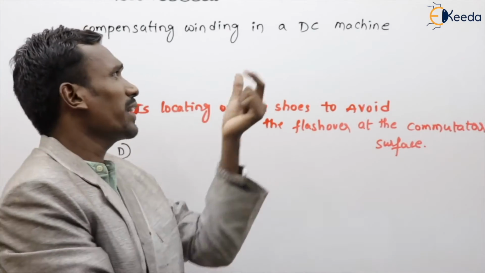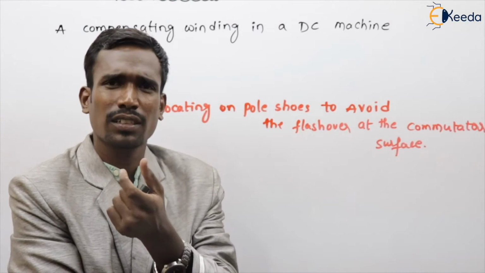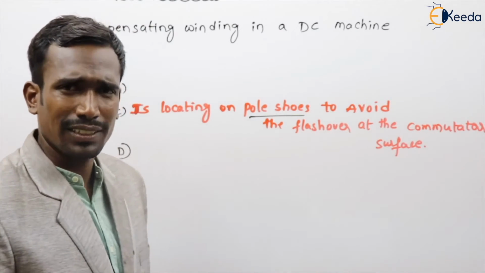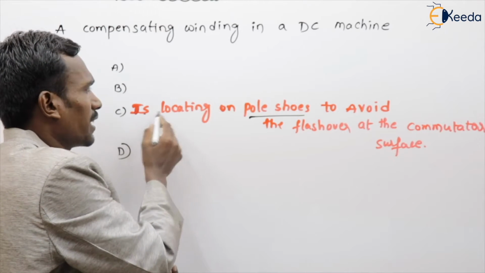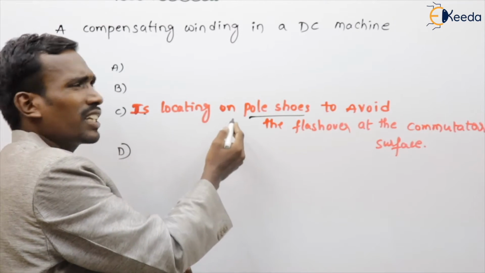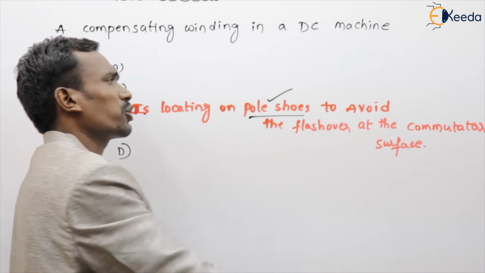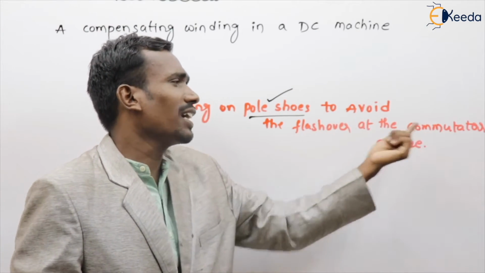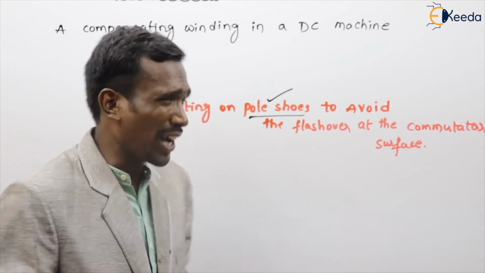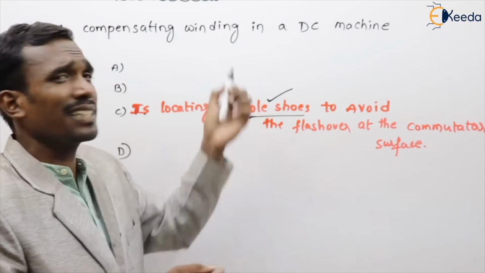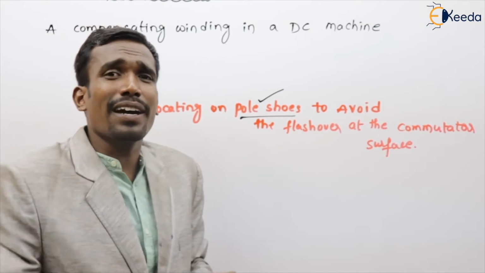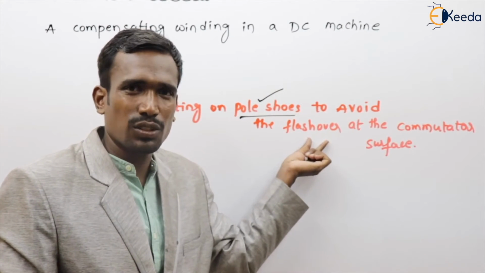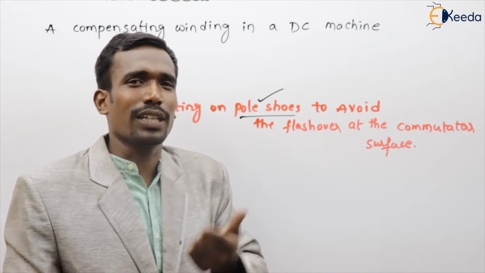A compensating winding in a DC machine. Tell me, sir, where do we generally place the compensating winding? Generally the compensating winding is placed under the pole shoes. Yes or no? It is located on the pole shoes to avoid the flashover at the commutator surface. Why? Because we use the compensating winding to avoid sparkings. Sparkings are nothing but flashovers, at the commutator surface.